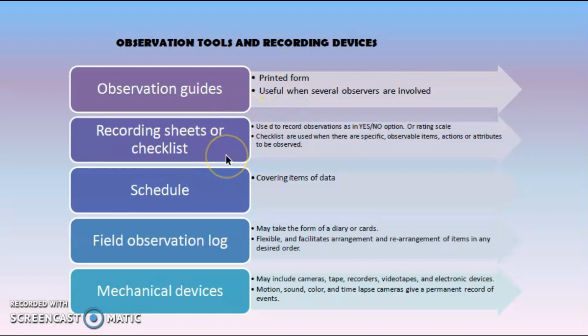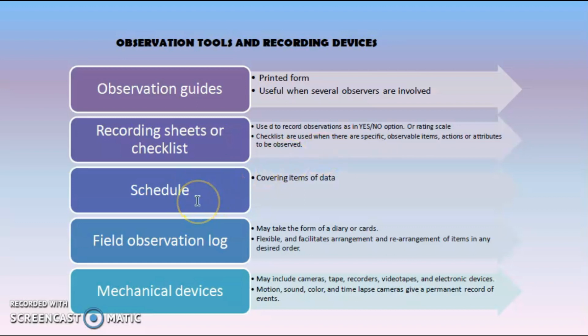Second, recording sheets or checklists. These forms are used to record observations as in a yes or no option or on a rating scale to indicate the extent or quality of something. Checklists are used when there are specific observable items, actions, or attributes to be observed.